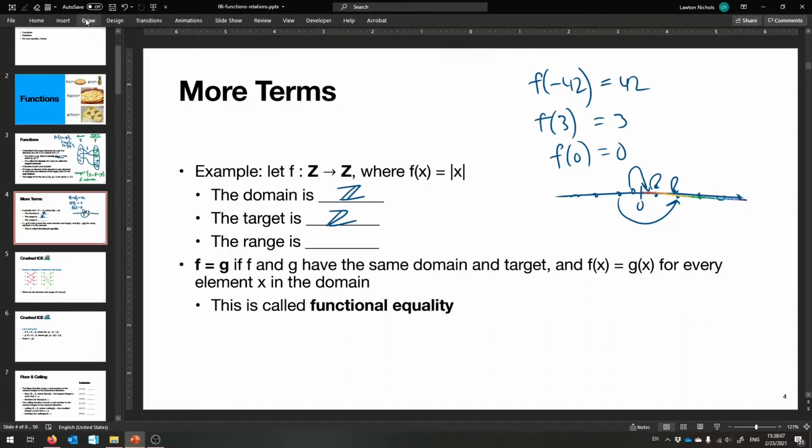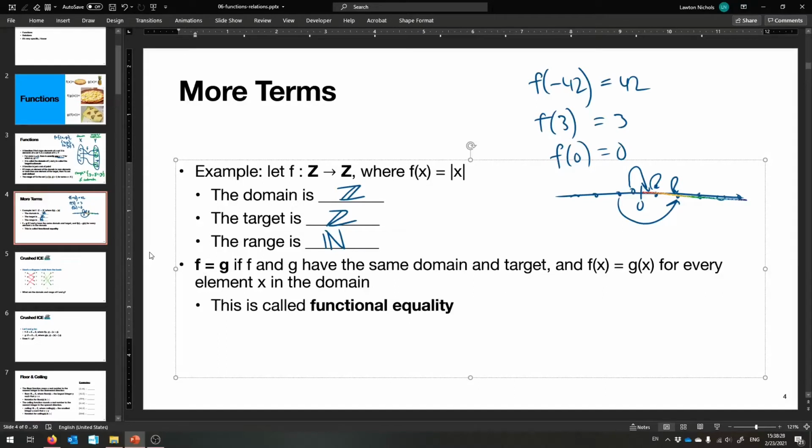Okay, so that is how we notice that the range is not the same as the target. The range is all of the non-negative elements of Z. So we can say that it is the natural numbers. You see that? It's beautiful. So that is the range. Okay, so hopefully that was fun.